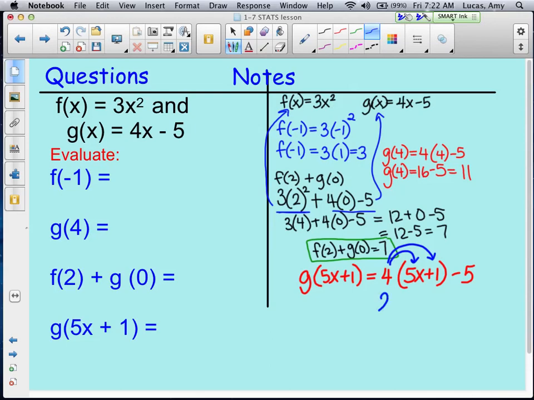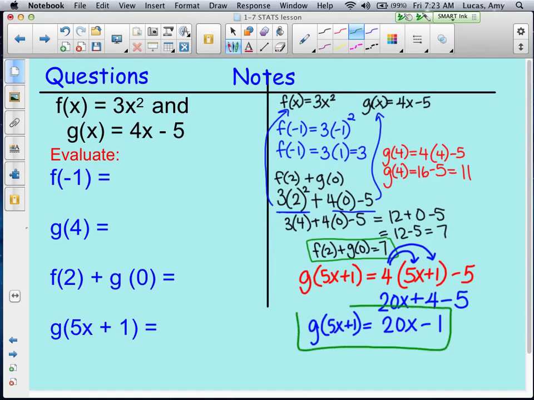4 times 5x is 20x. 4 times 1 is 4. That's distributing. Combine your like terms, and you get 20x minus 1. So that is my value for g of 5x plus 1. Final answer.